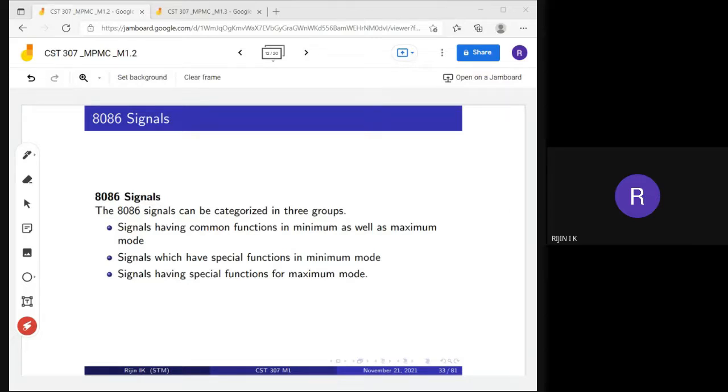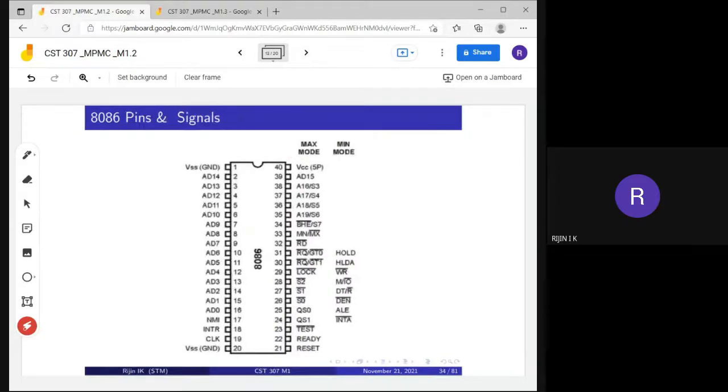Last class we discussed the signals in 8086. Actually, we can classify the 8086 signals into three groups: signals having common function in minimum as well as maximum mode, signals which have a special function in minimum mode, and signals having special function in maximum mode. So this is the pin diagram.